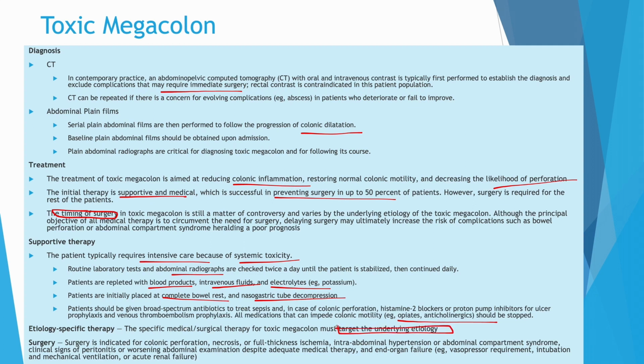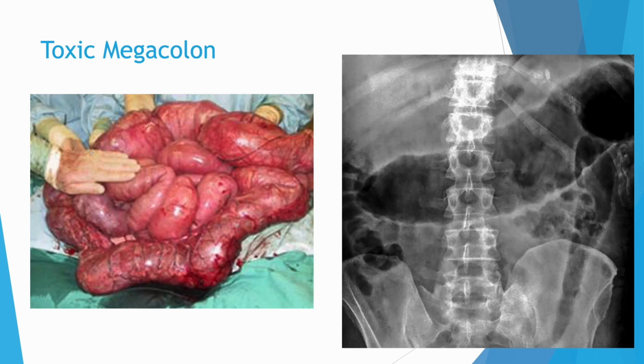So if it's C. diff, you want to target C. diff with the antibiotics. If it's ulcerative colitis, then we need to treat the severe ulcerative colitis to get this better. Like we said, a 50-50 shot of getting surgery. If there's evidence of perforation, necrosis, ischemia, essentially like an intra-abdominal compartment syndrome, you've got to have surgery. And here's another picture. Look, this is the size of the hand, and that's the size of the colon. It's gigantic.